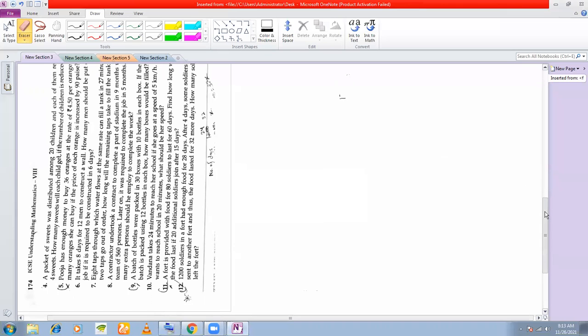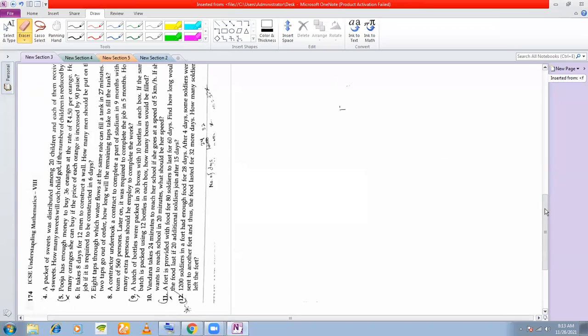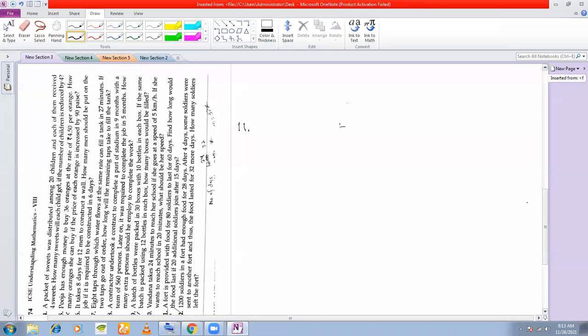So we'll start with sum number 11. If you read this problem, it states that a fort is provided with food for 80 soldiers to last for 60 days. Find how long would the food last if 20 additional soldiers join after 15 days.